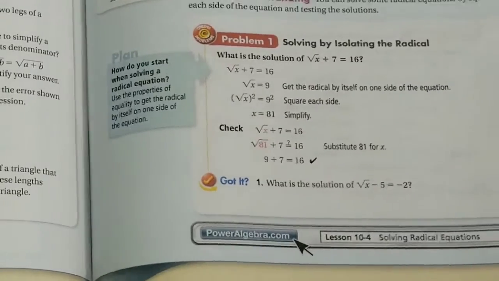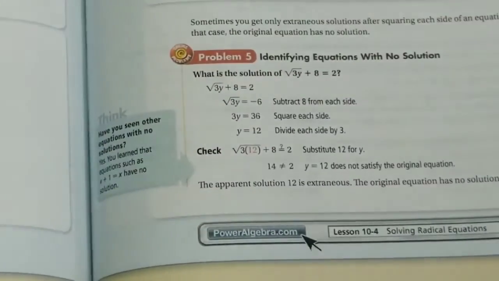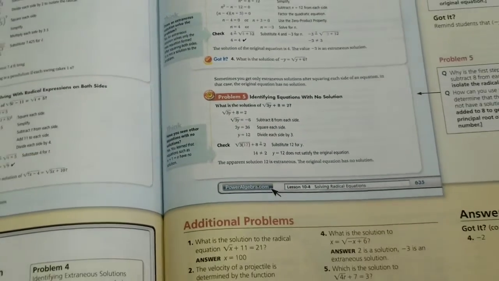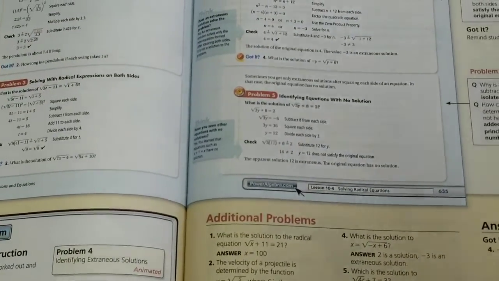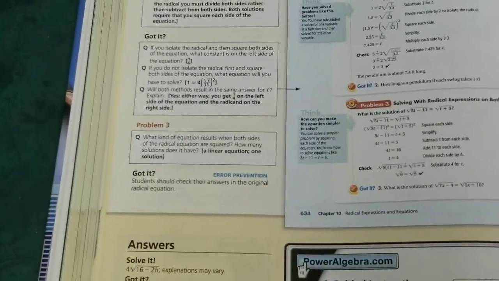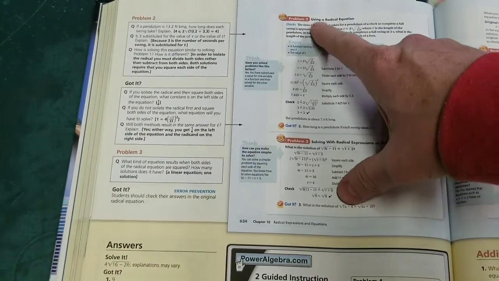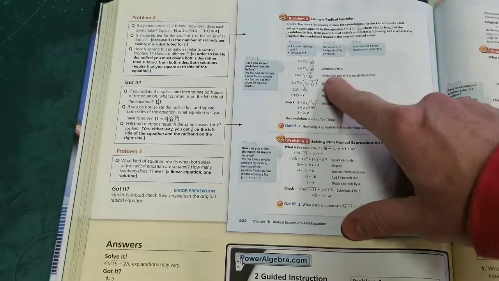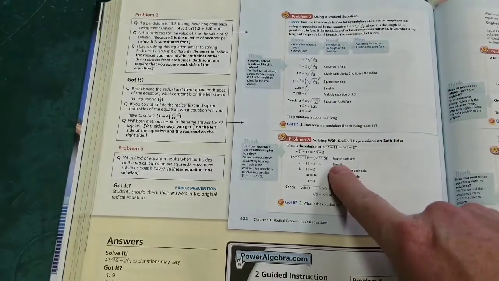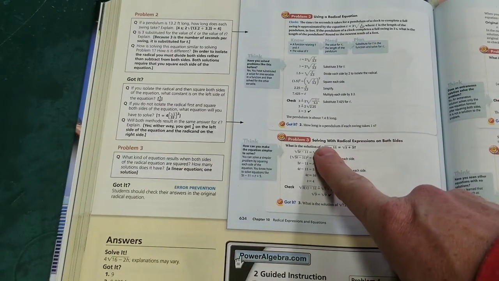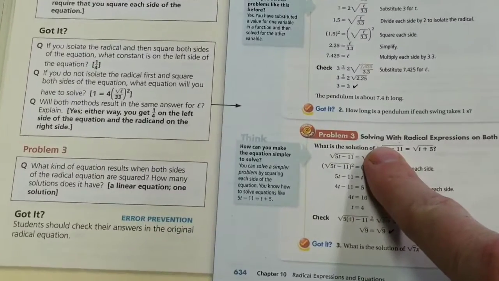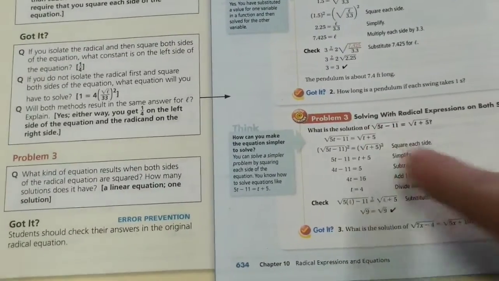Okay? All right, well, I'm going to turn the page, and zoom out just a second here. So now we're over on page 634, and again, we zoom out just a little bit. At the top of the page there, it goes through another problem using a radical equation, same idea, okay? Down here at the bottom, problem 3. Let's zoom in on problem 3 just a little bit here, and move my book over.